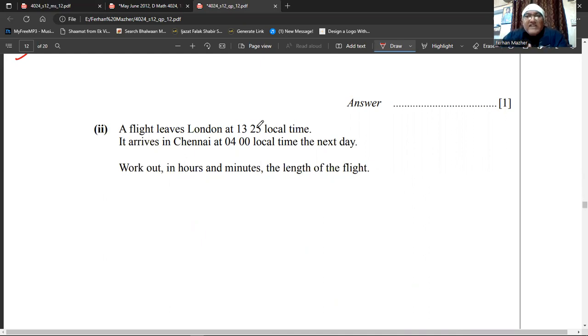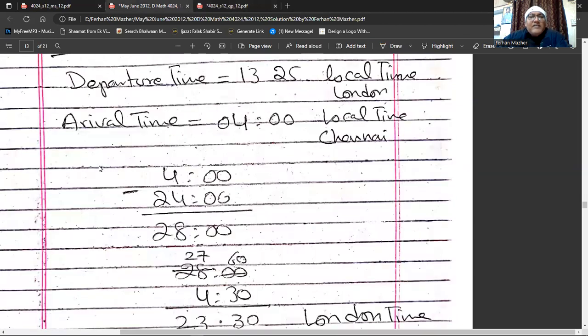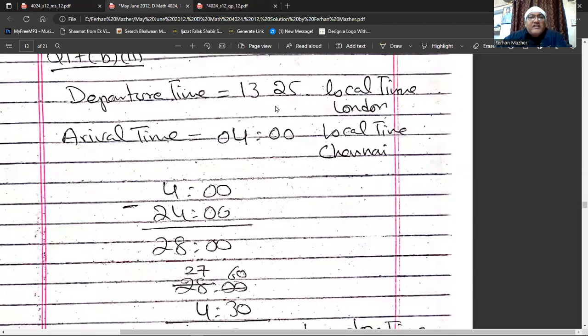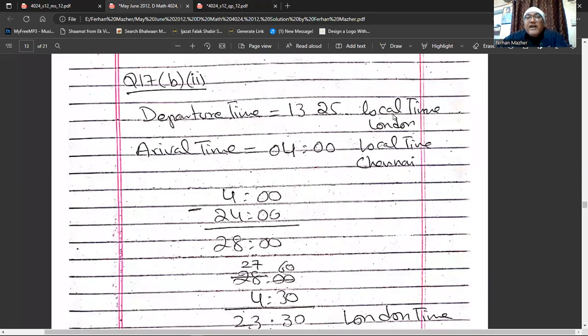You see, the journey time is very simple. The journey time is the arrival time minus the departure time. But the arrival time and the departure time should both be in terms of London time, or both in terms of Chennai time. Just do that, and then from the arrival time, subtract the departure time. The departure time is 13:25 London, and the arrival time is 04:00 local time in Chennai, and that is the next day.